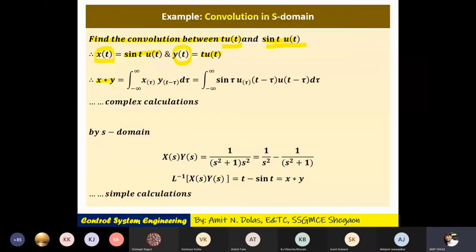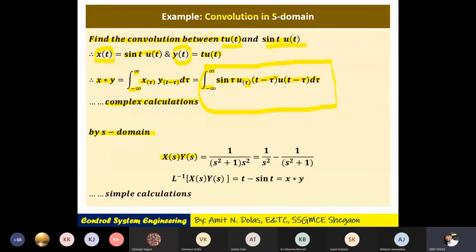Convolving that together, that is x convolve y, will be the integral from minus infinity to infinity. By definition, of course, x of tau into y of t minus tau d tau, that is, the integral from minus infinity to infinity of sine tau u of tau into t minus tau into u of t minus tau d tau. So you can see, if you want to solve this integration, the calculation is complex. We are not going to solve it here. But we'll convert into the S domain.